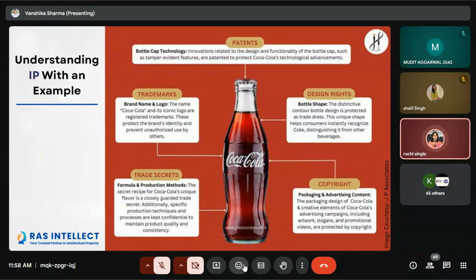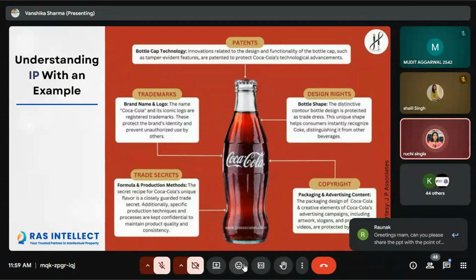Whenever we think of Coca-Cola, we know about the bottle, the bottle which we can relate to the Coca-Cola drink. So the bottle shape is protected under design right. Then the packaging and advertising content is copyrighted. The packaging design of Coca-Cola and creative elements are copyrighted.